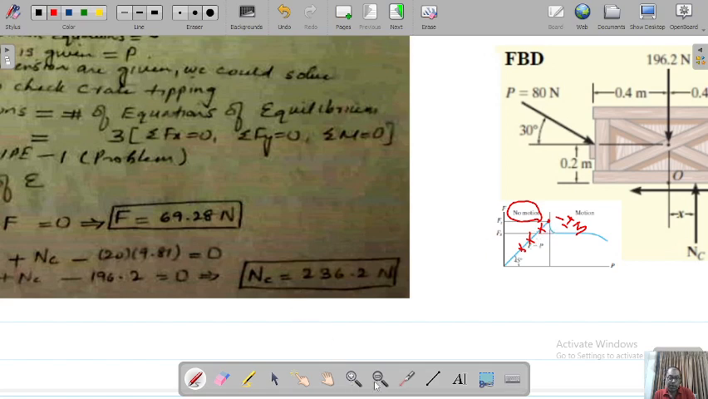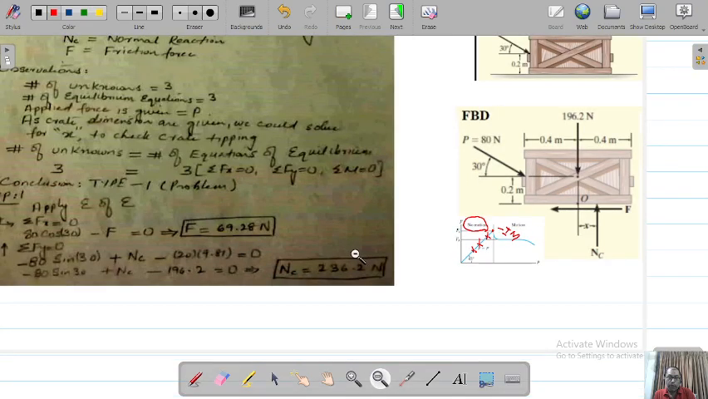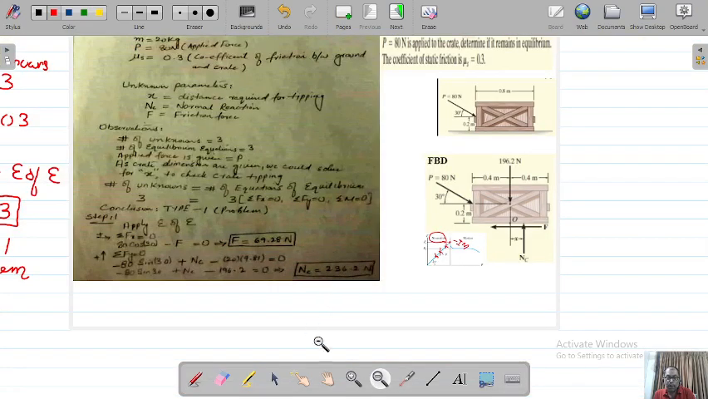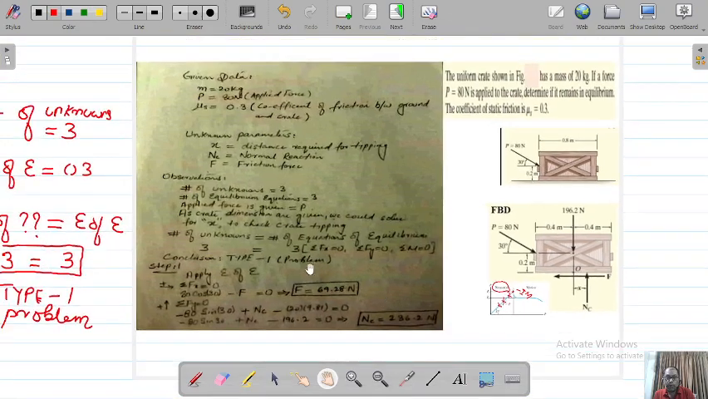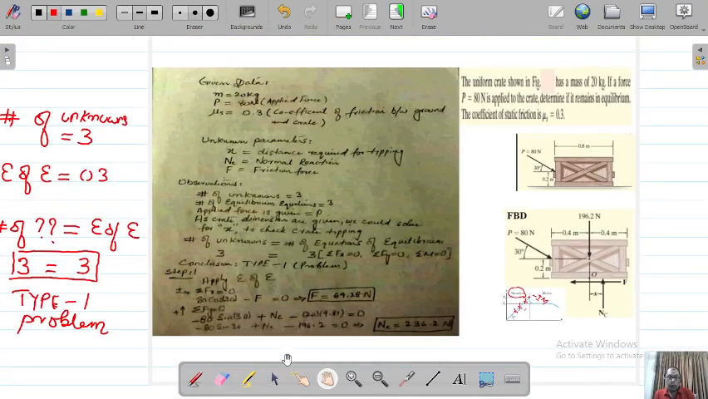Once this is decided, with all these facts we can proceed with our numerical and solve it. Okay, so what does it say? The uniform crate shown has a mass of 20 kg. So we have the data, the unknown parameters are decided. Number of unknowns is 3, number of equations is 3. The applied force is P, and as the crate and dimensions are given, we could solve for X.